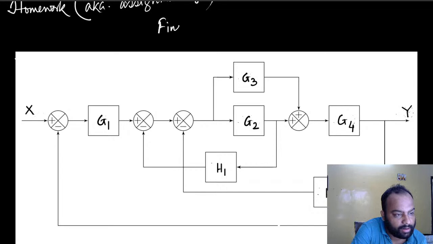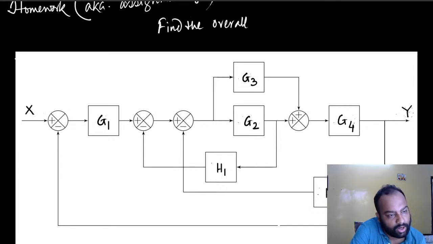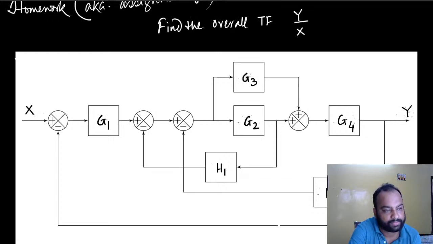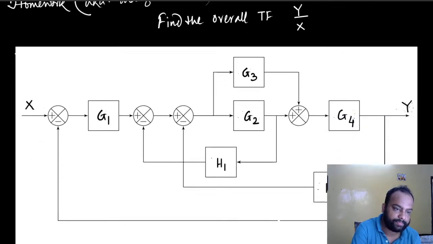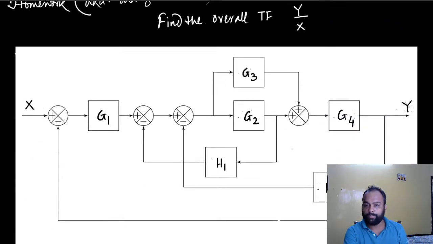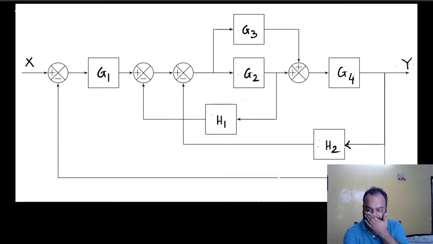So the question would be, find the overall transfer function Y by X. Just so that you know, this transfer function was simply Y by X, right? So that will be your objective, at least as a homework problem. Try doing that. With that said, this will be the end of our discussion today.